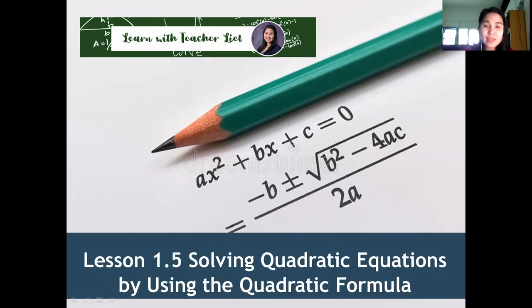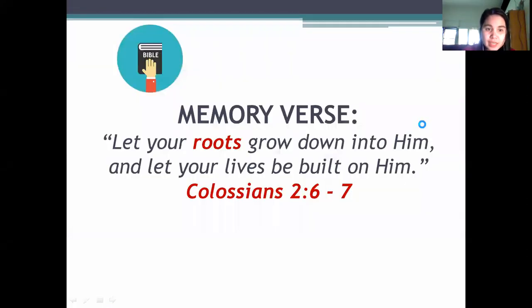To start with, let us recite today's memory verse. Today's memory verse is found in Colossians 2 verses 6 and 7. It says, "Let your roots grow down into him, and let your lives be built on him."